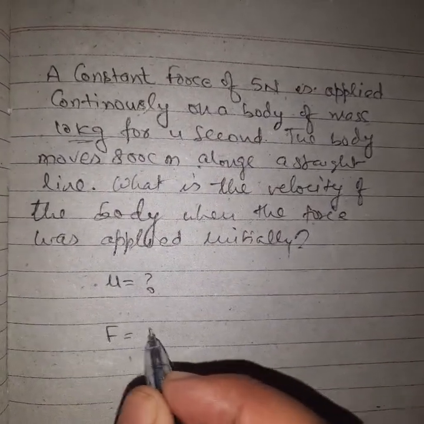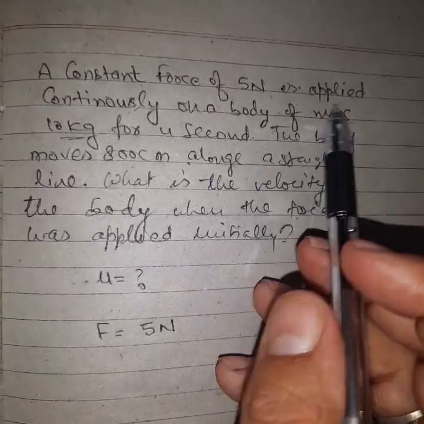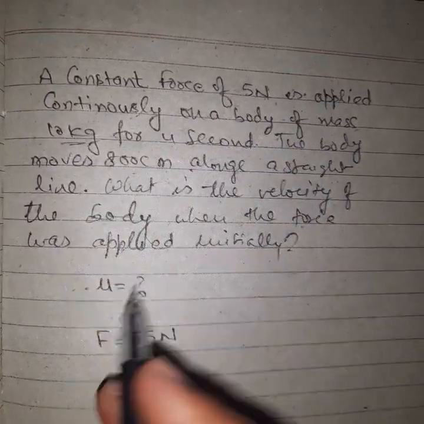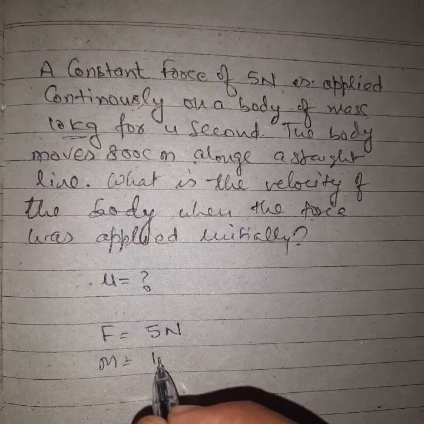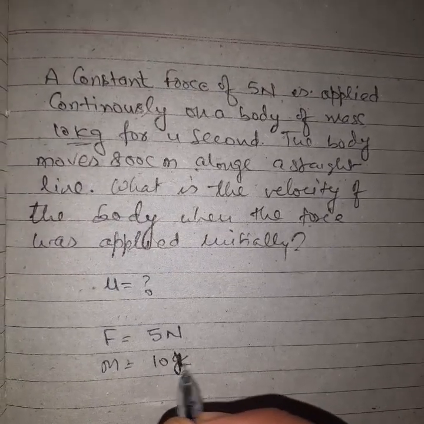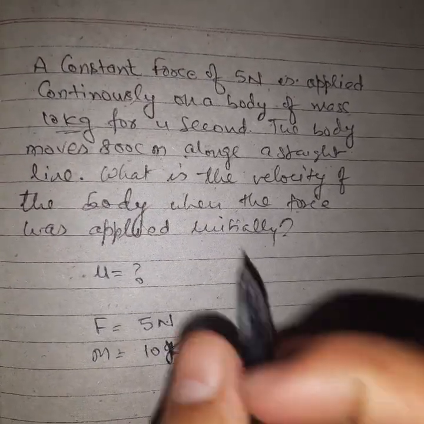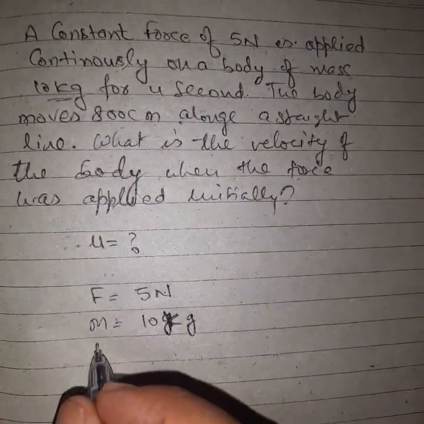Force is given how much? 5 Newton, and mass is given 10 kilogram. This is in the SI system. Time is also given, 4 seconds. This is also in the SI system. The body moves 800 centimeter.